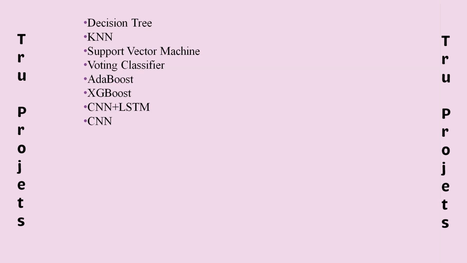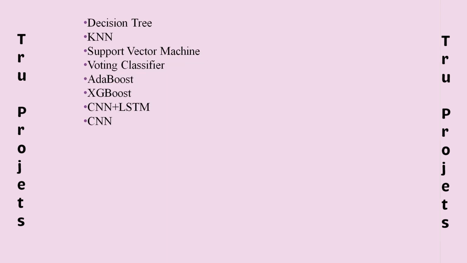Support vector machine. SVM is a powerful classification technique. It works by finding the optimal hyperplane that best separates different CKD stages in the feature space. SVM is chosen for its ability to handle high dimensional data and find complex decision boundaries.